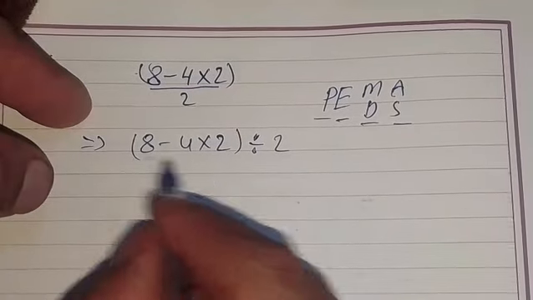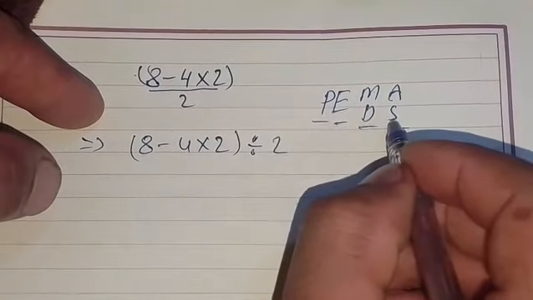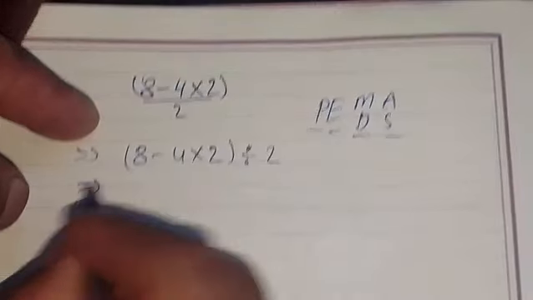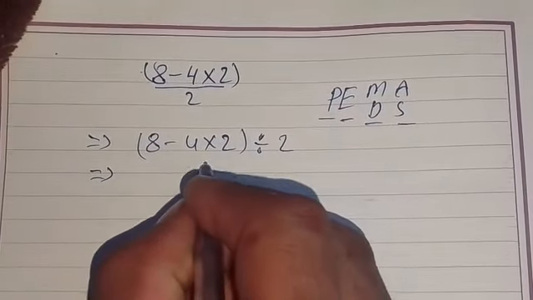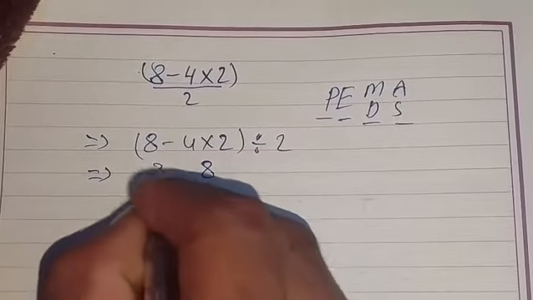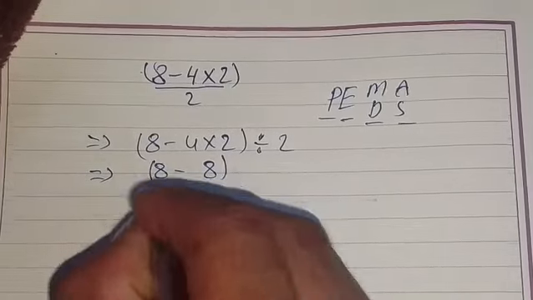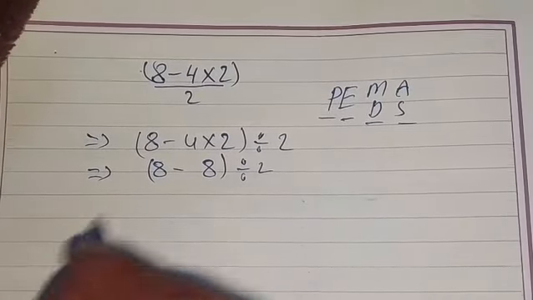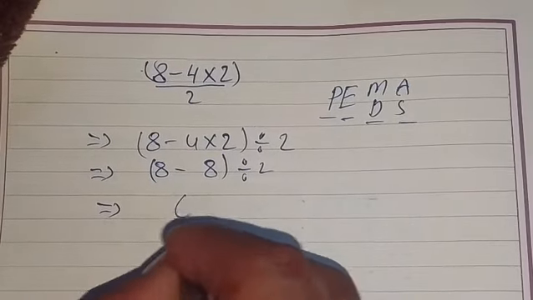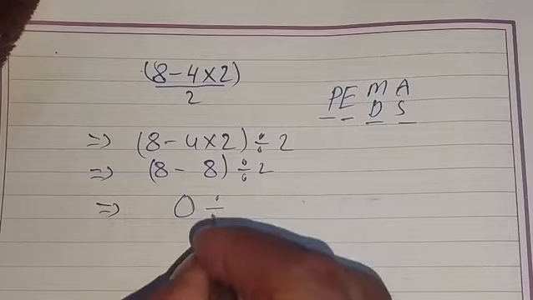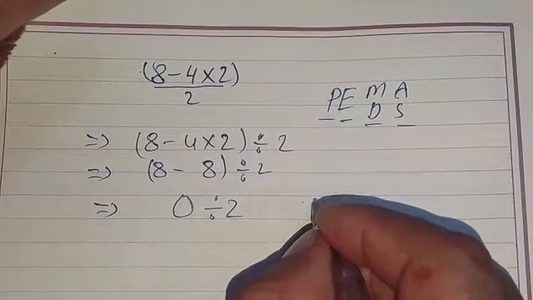So according to the rule, first of all we solve multiplication, then we solve subtraction. So 4 times 2 gives us 8, and 8 minus 8, divided by 2. 8 minus 8 gives us 0, divided by 2. 0 divided by 2 gives us 0.